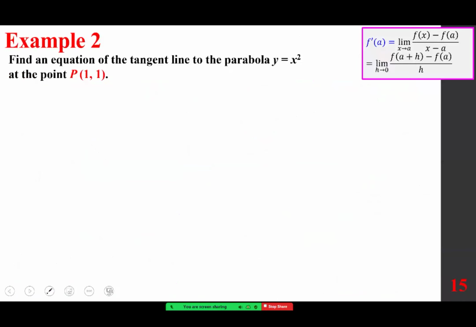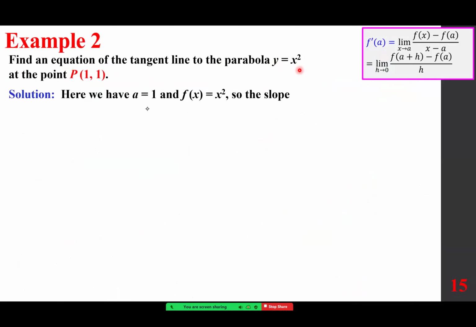For example, if I want to find the equation of a tangent line for the parabola y equals x squared at this point, and by the way, the point is given as x, comma y. Even if only x is given, that's good enough. You can plug in. For example, if they said x is 5, y becomes 25. Notice that a is 1, f of x is x squared.